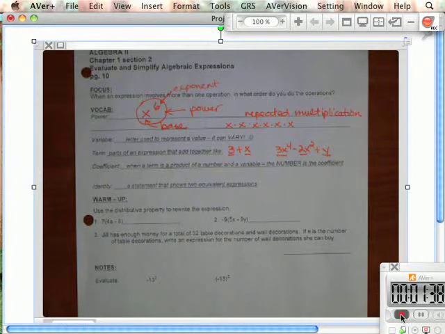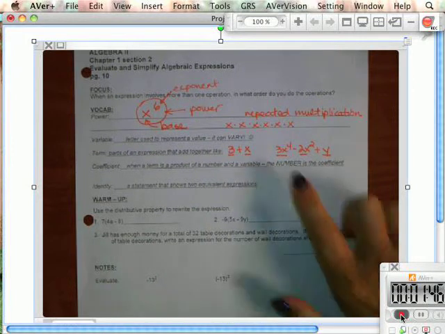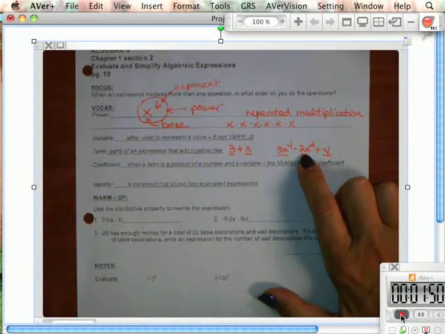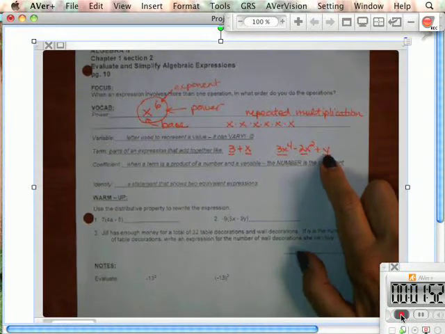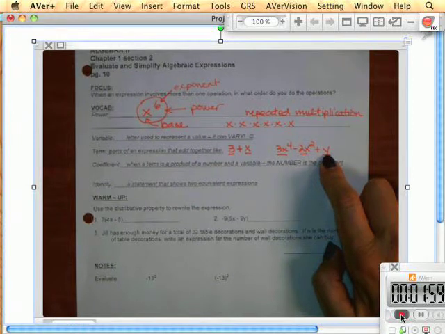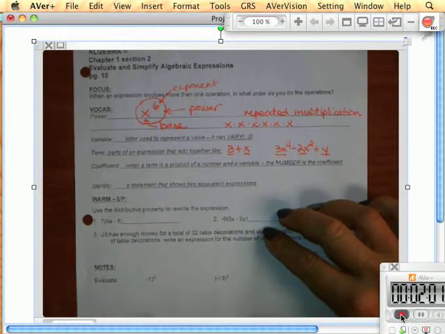Coefficient. When a term is a product of a number and a variable, the number is the coefficient. So what's the coefficient here? 3. What's the coefficient here? 2. What's the coefficient here? 1. It's not 0, because if it was 0, it would go away. So it's 1. Correct? So you remember those terms just as a reminder.